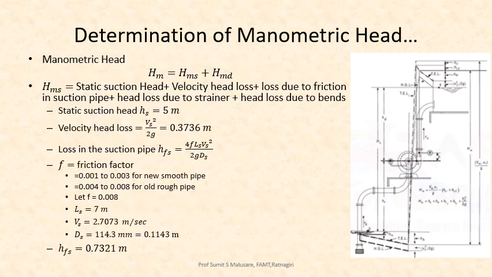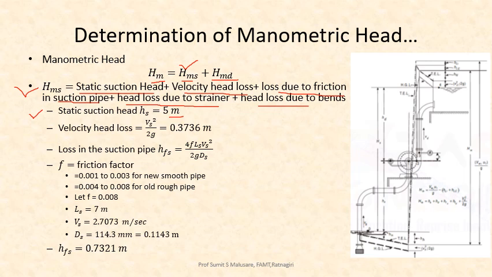Next, determination of manometric head. We know that HM is equal to HMS plus HMD. It means that the net manometric head is equal to the manometric suction head plus the manometric delivery head. Now, first of all, we have to calculate the manometric suction head. Which are the things we have to consider? The manometric suction head is nothing but the static suction head plus velocity head loss in the suction pipe plus loss due to friction in the suction pipe plus head loss due to the strainer plus head loss due to the number of bends.